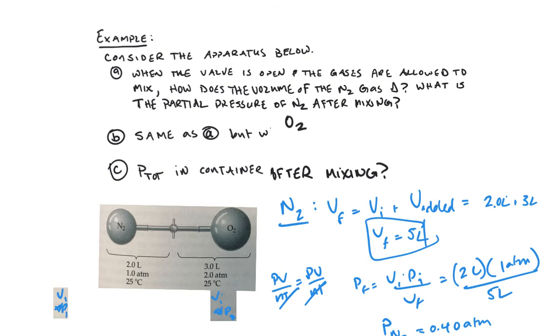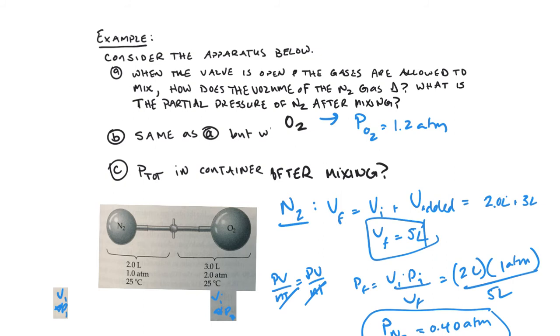We're expanding it. It's going into a bigger volume. The pressure should go down. So the partial pressure of the N2 is 0.4 atmospheres. Following the same process, with the same logic, the final partial pressure of the O2 ends up being 1.2 atmospheres. Same again, PV equals PV. Solve it that way. It makes total sense. The pressure should go down because the volume went up. So the partial pressure of the O2 inside the container should go down.